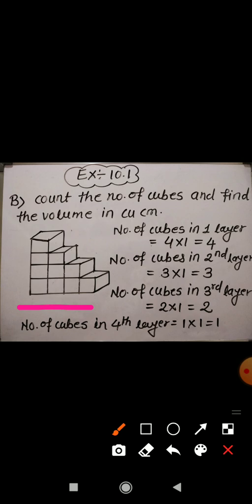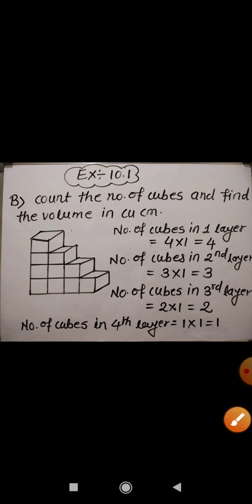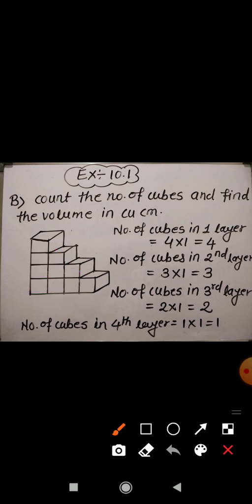In this picture you can see there are 4 layers having different number of cubes, right? Hence, to find out the total number of cubes, we need to count number of cubes in every layer individually and then we have to add them. See the first layer. In the first layer you can see there are 4 cubes this side and 1 cube this side. So number of cubes in one layer are 4 into 1, that is 4.